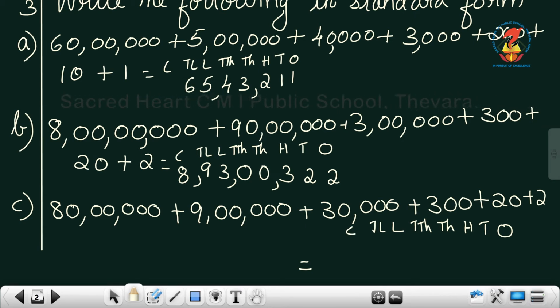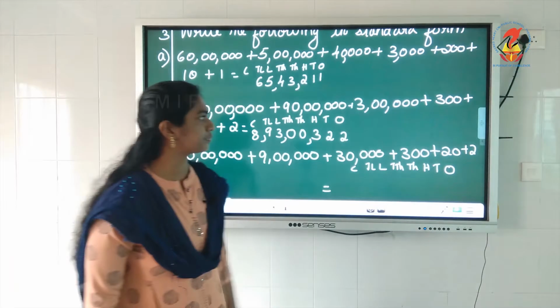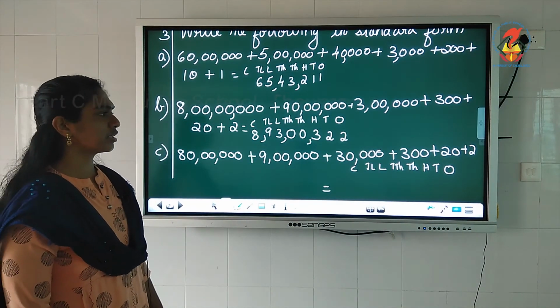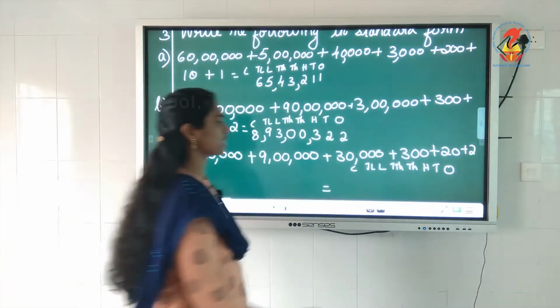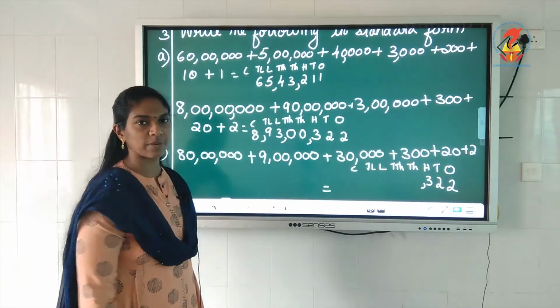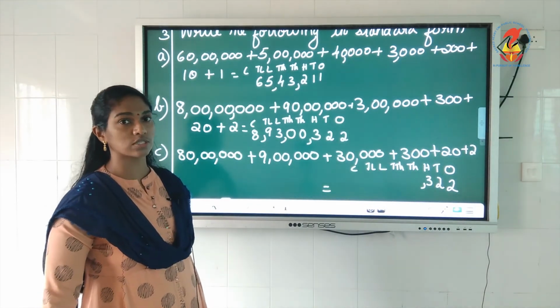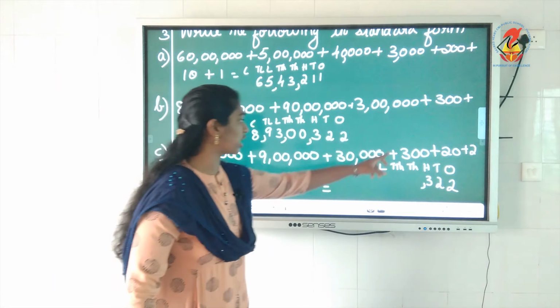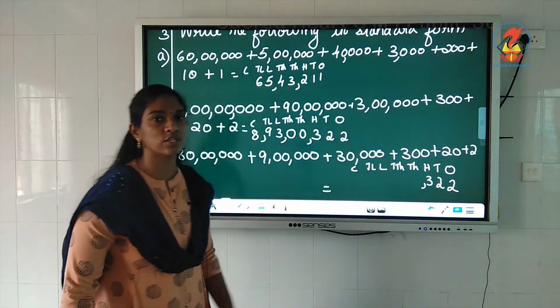Okay. Starting from the last digit. Again, you have 2 there in the ones place. Clear? Then you have 20 there in the tens place. So 2 again in the tens place. Then you have 300. That is 3 in the hundreds place. Put a comma. Then comes thousands place. Thousands place is a place where you have 3 zeros. But before 300 you have a number with 4 zeros.